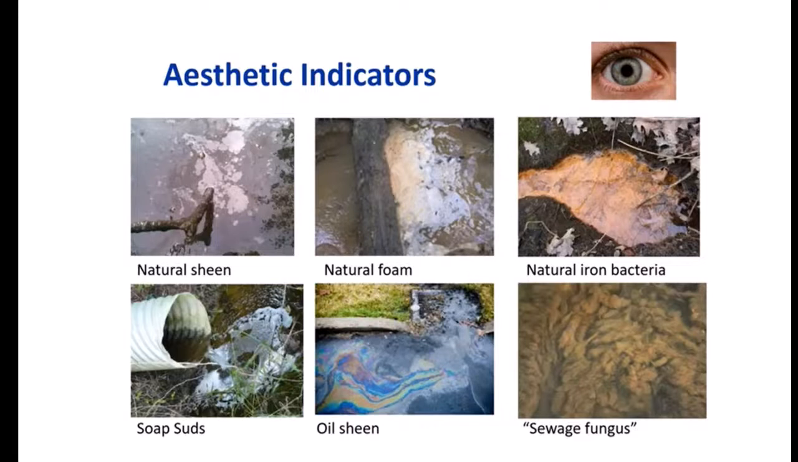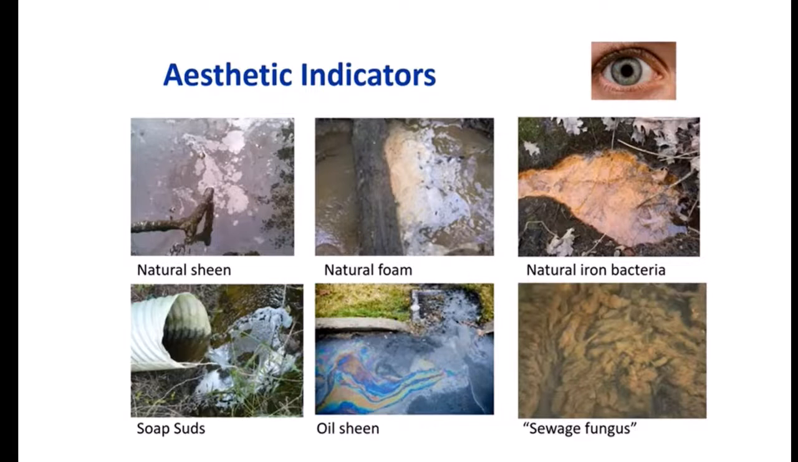On the top right, we see iron bacteria. The bacteria combine oxygen with dissolved iron to form a rust-colored slime in the water. This is a natural occurrence and not man-made pollution. On the bottom left, we see soap suds. These are bubbles with iridescent colors that have a fragrance. This may be caused by detergent gray water or sewage, and that's a sign of pollution.